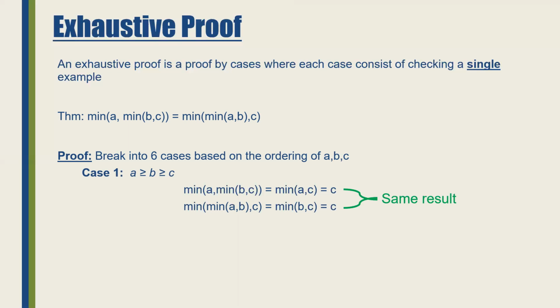We'll come back to this idea quite a bit later on in the class, but just remember that what's in question here is this equal sign, right? Is it true that min(A, min(B, C)) is equal to min(min(A, B), C)?